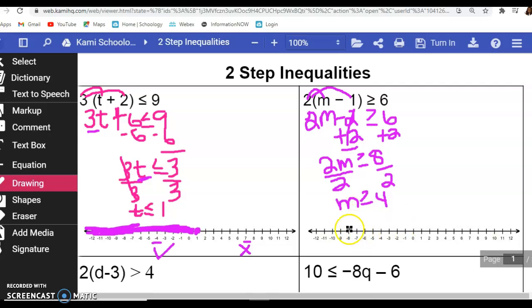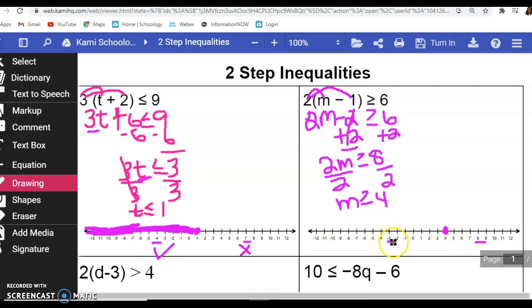Okay, so we're going to find 4, which is here, and we know that we need a dot because this has a line underneath it, right? All right, so now we're going to use a couple test points. We're going to use -3, and we're going to use 8.